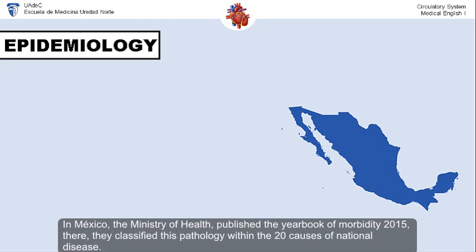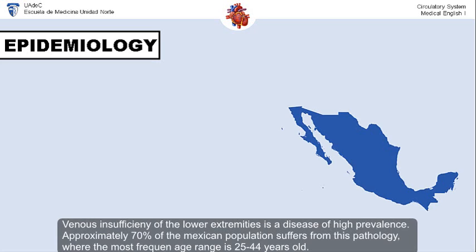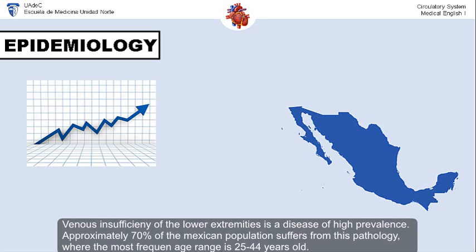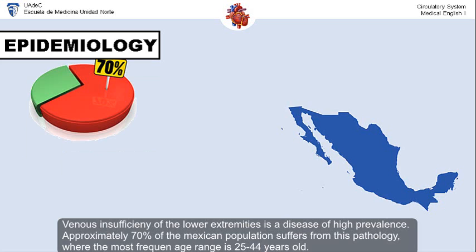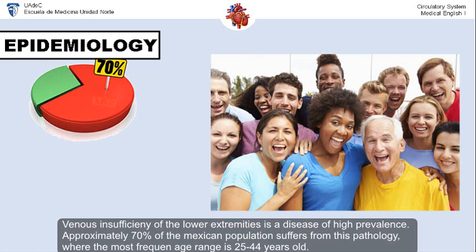About the epidemiology, in Mexico, the Ministry of Health published the Yearbook of Morbidity in 2015. There, they classified this pathology within the 20 causes of national disease. Venous insufficiency of the lower extremities is a disease of high prevalence. Approximately 70% of the Mexican population suffer from this pathology, where the most frequent age range is 25 to 44 years old.